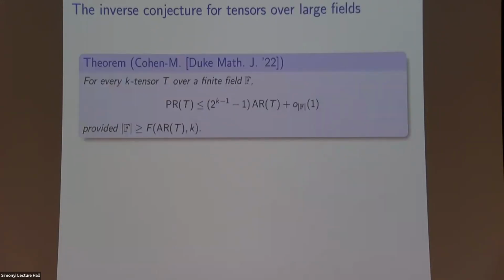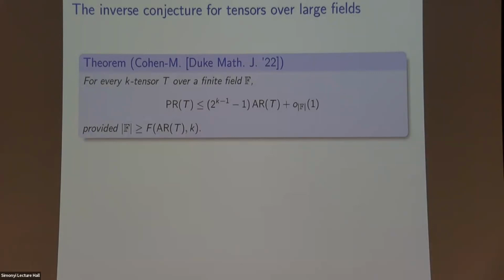But what about K tensors? That's the topic of the second work with Alex. We're also able to obtain a very good bound. In some sense, the constant here is the right constant for any K. There's a big caveat though, which is we need the field size to be large. How large? Large means independently of n. The number of variables can still be a billion, a million, a gazillion, but the field size has to be large in terms of the analytic rank.